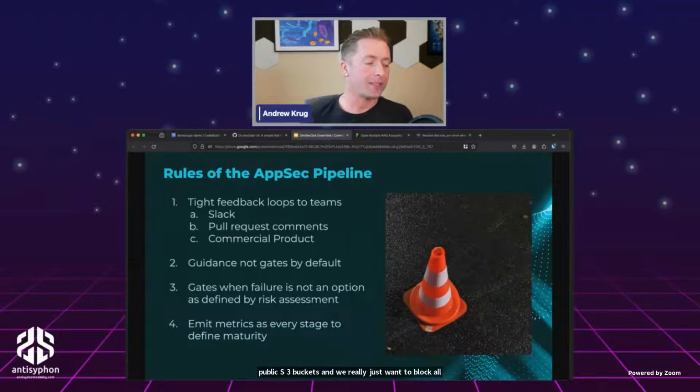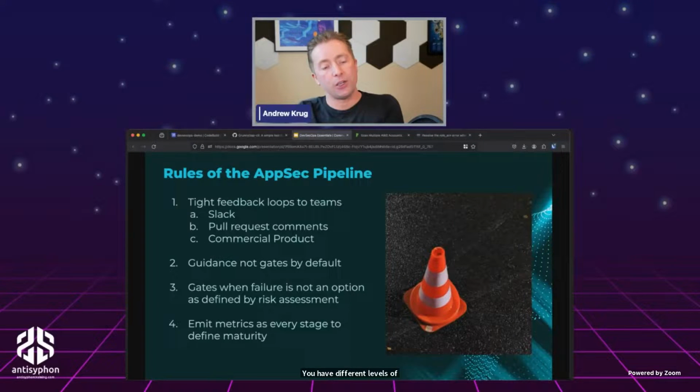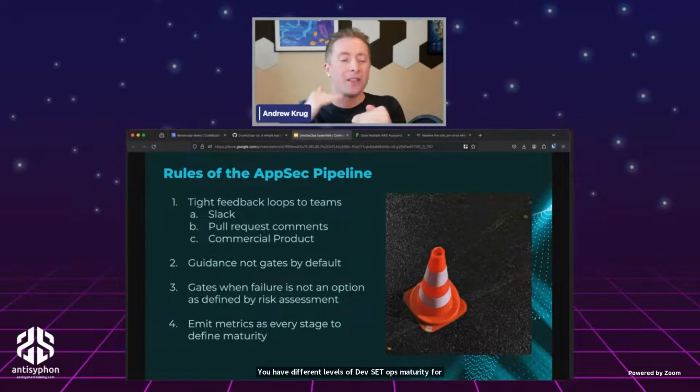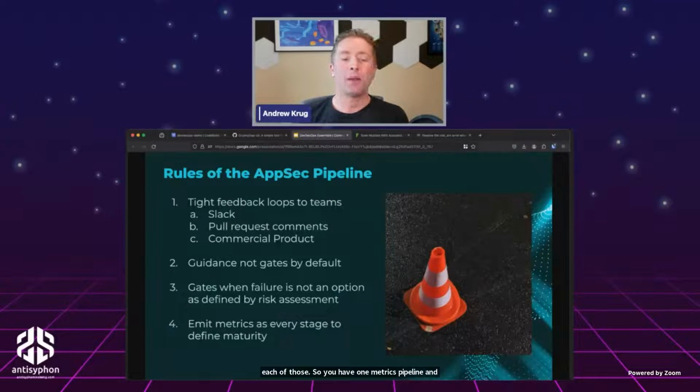And then emit metrics at every stage to define maturity. So again, depending on the size of your company, the number of things that you develop internally, you have different levels of DevSecOps maturity for each of those. So you have one metrics pipeline, and then you have different bars for where they are in their architecture process. And this is especially important if you're coming into this from a company that already has existing workflows and you're trying to bolt DevSecOps onto that versus kind of doing greenfield. So assign like a low, medium, high level of maturity and then define that and then drive towards that over time.